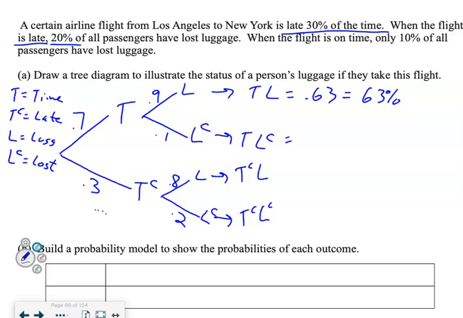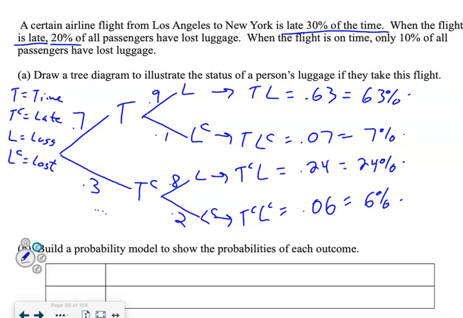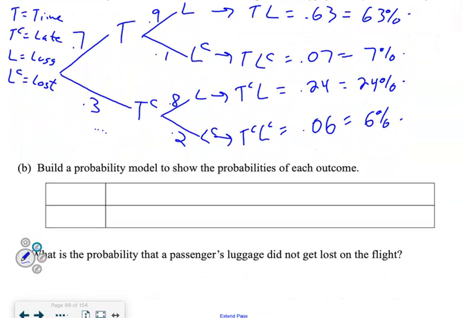0.7 times 0.1 would be 0.07, which remember means 7%, not 70, but 7. 0.3 times 0.8 gives me 0.24, which is 24%. And down at the bottom, 0.3 times 0.2 is going to give me 0.06, which is 6%. And then remember, a good check, if I add these all up, they should make 100%. If we've done it correctly, it should make 100% when we're done.